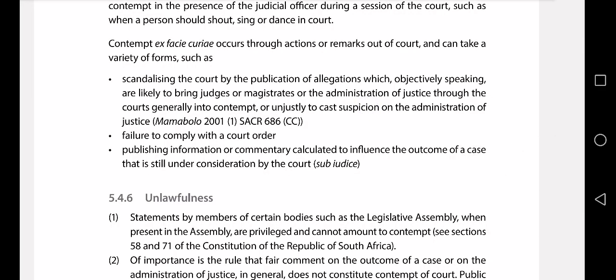Contempt ex facie curiae occurs through actions or remarks out of court and can take a variety of forms, such as scandalizing the court by the publication of allegations which, objectively speaking, are likely to bring judges or magistrates or the administration of justice through the courts generally into contempt, or unjustly to cast suspicions on the administration of justice. Mamabolo 2001.